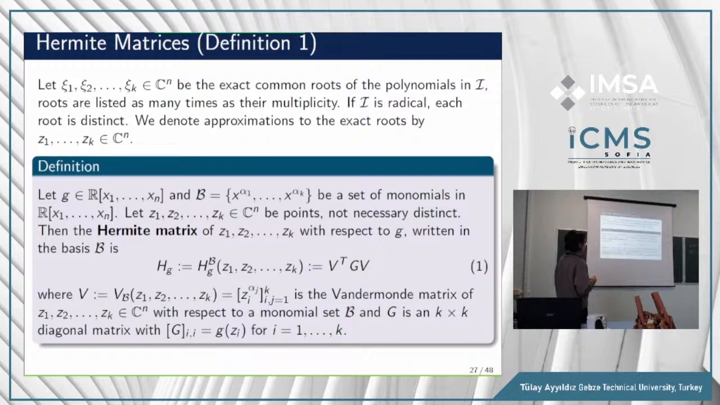Okay, I will tell you how we define it. It is the transpose of that times a diagonal matrix, where G is a specific diagonal matrix, times the Vandermonde matrix itself. So it's just a multiplication of three different matrices.